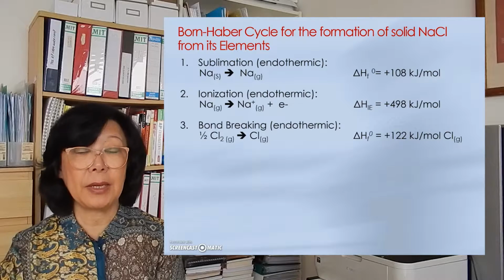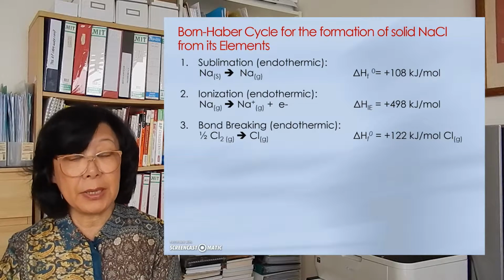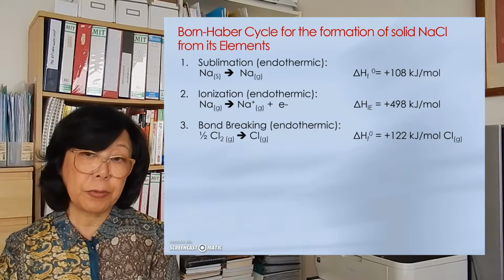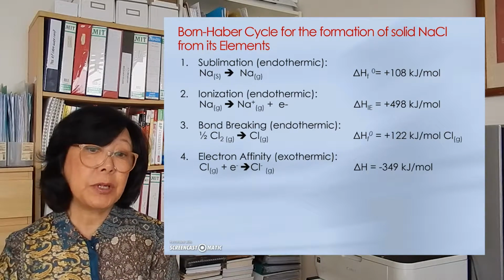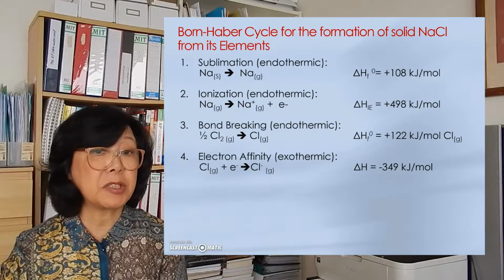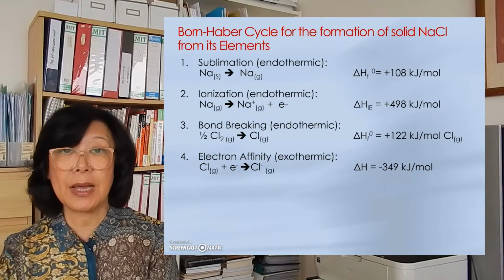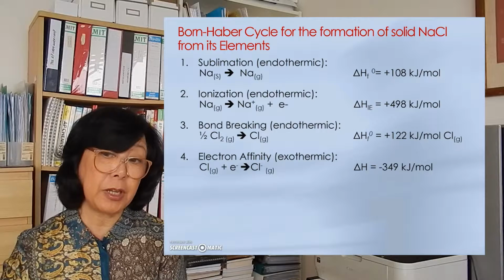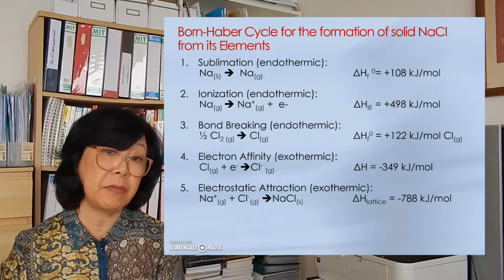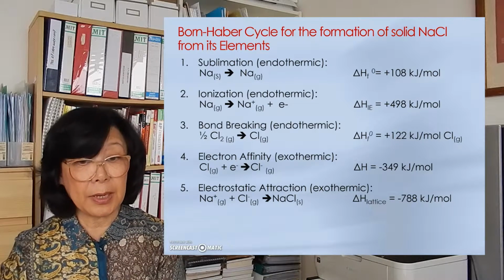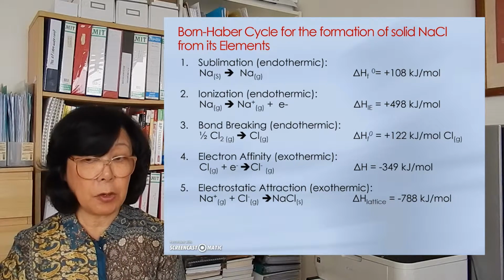Now this is bond breaking. We take half a mole of chlorine gas molecule and break it down into 1 mole of chlorine atom. The bond breaking energy is endothermic, 122 kilojoule per mole. Then the chlorine atom will attract the electron that's given off by the sodium atom to become chloride ion. This is called electron affinity, which is exothermic, negative 349 kilojoule per mole. Finally, there is electrostatic attraction between the positive sodium ion and the negative chloride ion to form the solid sodium chloride. This is lattice energy, negative 788 kilojoule per mole.